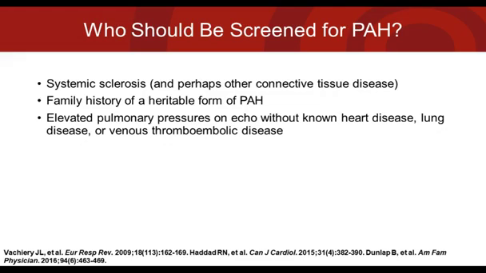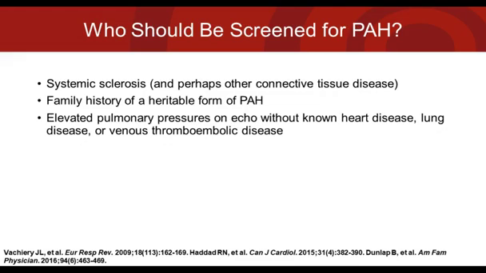In general, we should be thinking about patients with systemic sclerosis or scleroderma or other connective tissue diseases. We should be thinking about patients with HIV disease. We should be thinking about patients who have a family history of PAH. And then most importantly, whenever we see that echo that has a high pulmonary pressure, or pressure over 25, we need to be thinking about why does that patient have a pulmonary pressure greater than 25? What group are they in?